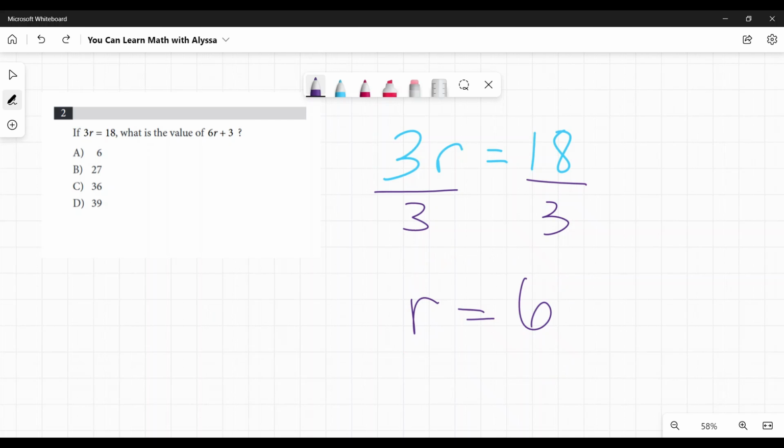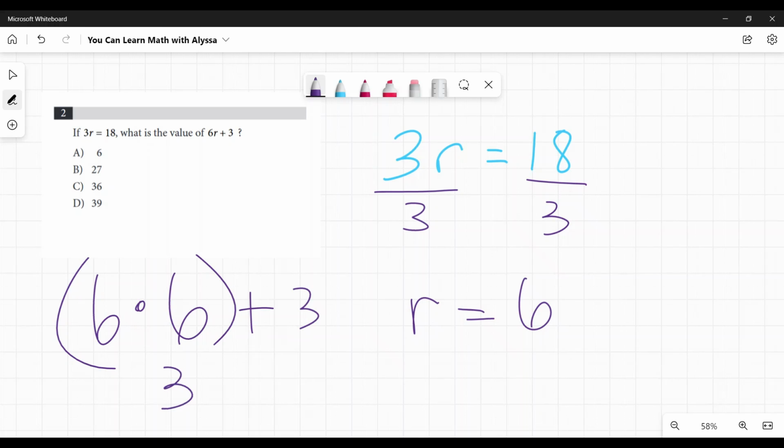Nope, they did not ask what is r. They asked what is 6r plus 3. So that's what we need to do. What is 6 times our value of r, which we discovered was 6, and then we add 3. 6 times 6 is 36, plus 3 is 39. Our answer is D.